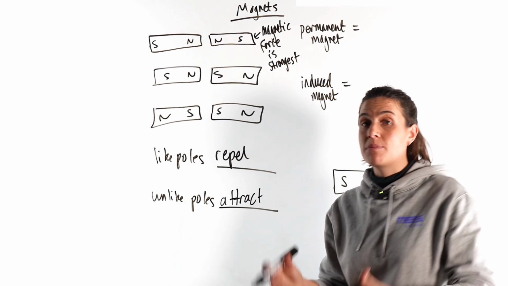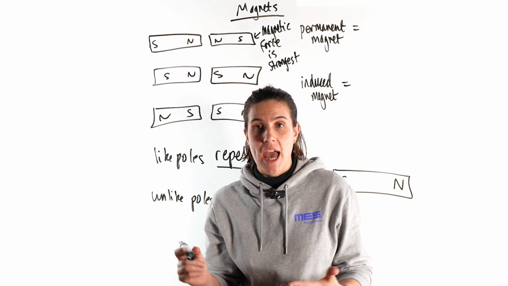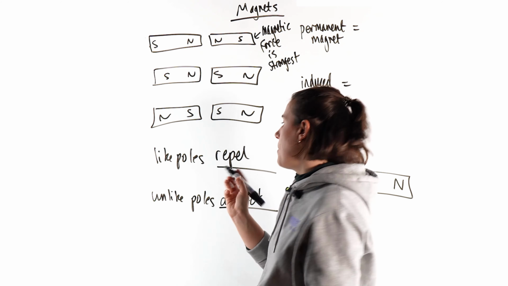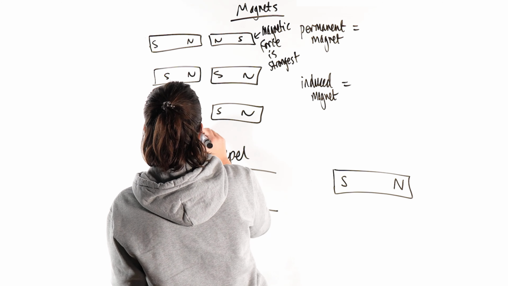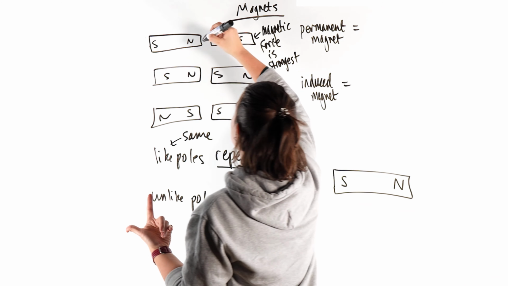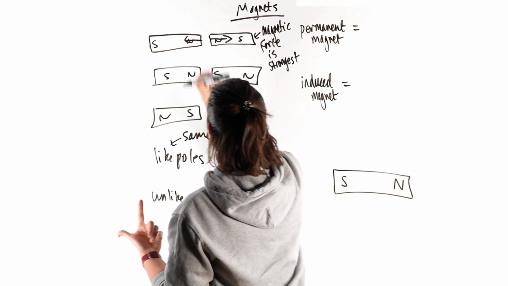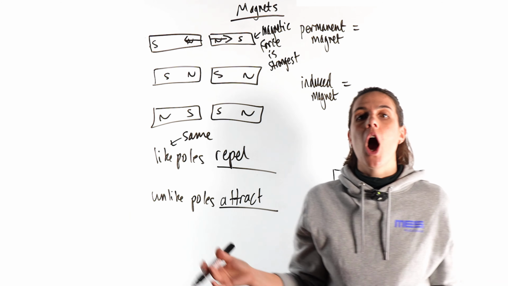Now, we have a rule in magnetism which says like poles repel and unlike poles attract. So let's have a look at what this means. Here we've got a north pole and north pole facing each other, okay? We would call them like poles because they are the same. So these guys are going to repel. That means that this one's going to push this one that way, that one's going to push this one that way, and they're going to move apart.